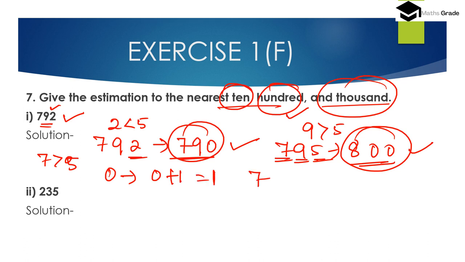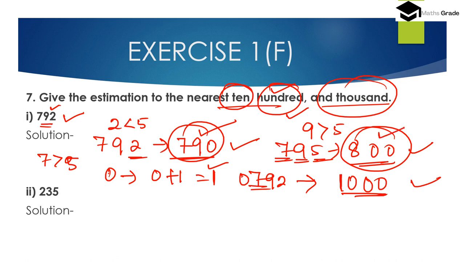So 792 rounded off to the nearest 1000: the thousands place value digit is 0, so this 0 changes to 1, and this 7, 9 and 2 change to 0. So 792 rounded off to the nearest 1000 will be 1000. So 792 rounded off to the nearest 10 is 790. 792 rounded off to the nearest 100 will be 800. Now 792 rounded off to the nearest 1000 will be 1000.